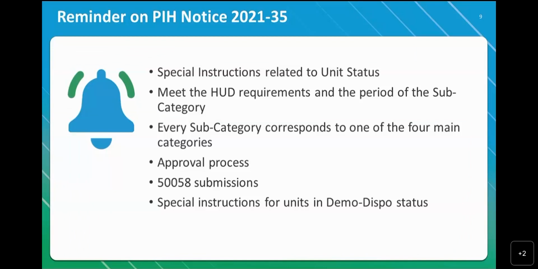All right, special instructions. On your student's unit status, you make sure that you meet the requirements as HUD defines, that you have the right subcategories. As I said, there is an approval process. It is tied to the 50058 submission that you do for the tenant, and you have a special instructions section in the notice on how to process demolition disposition status activity. So I say activity because it could be just partial or full, but there are specific instructions in that notice. Next slide, please.